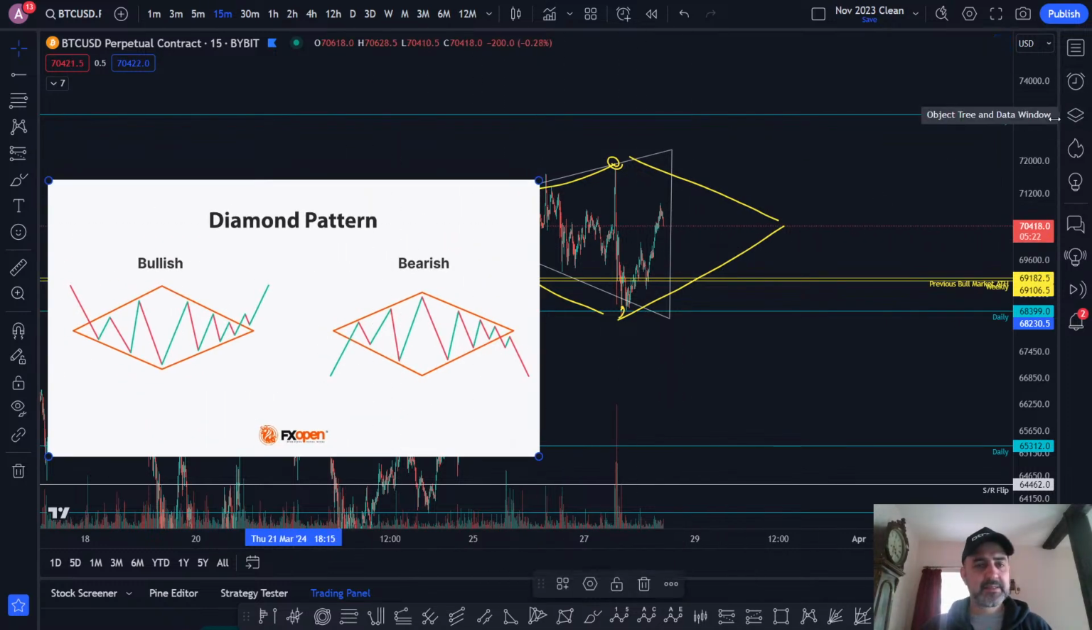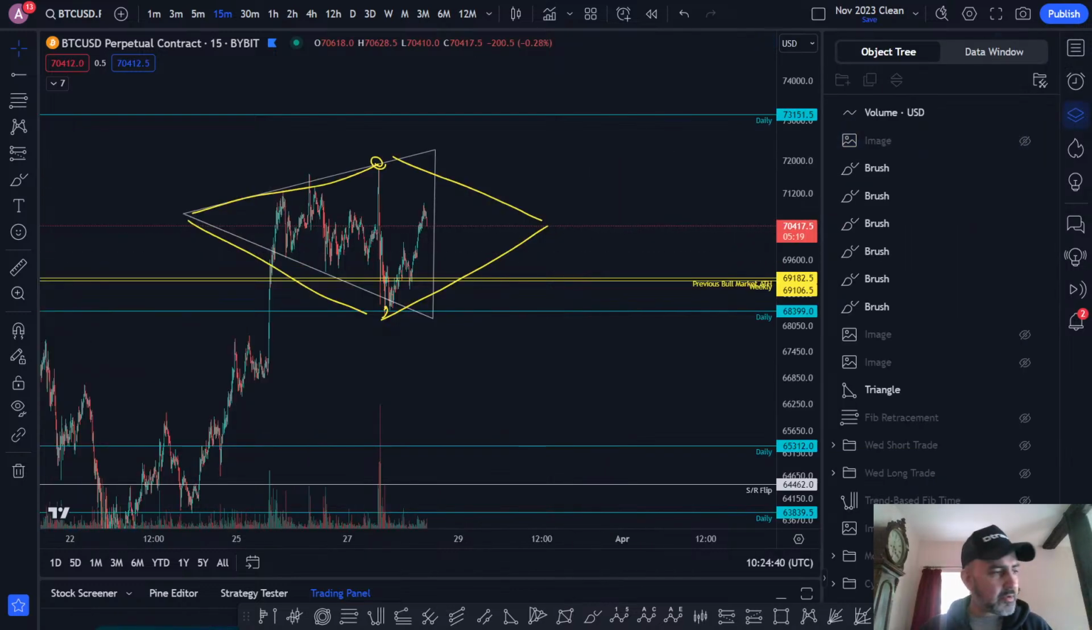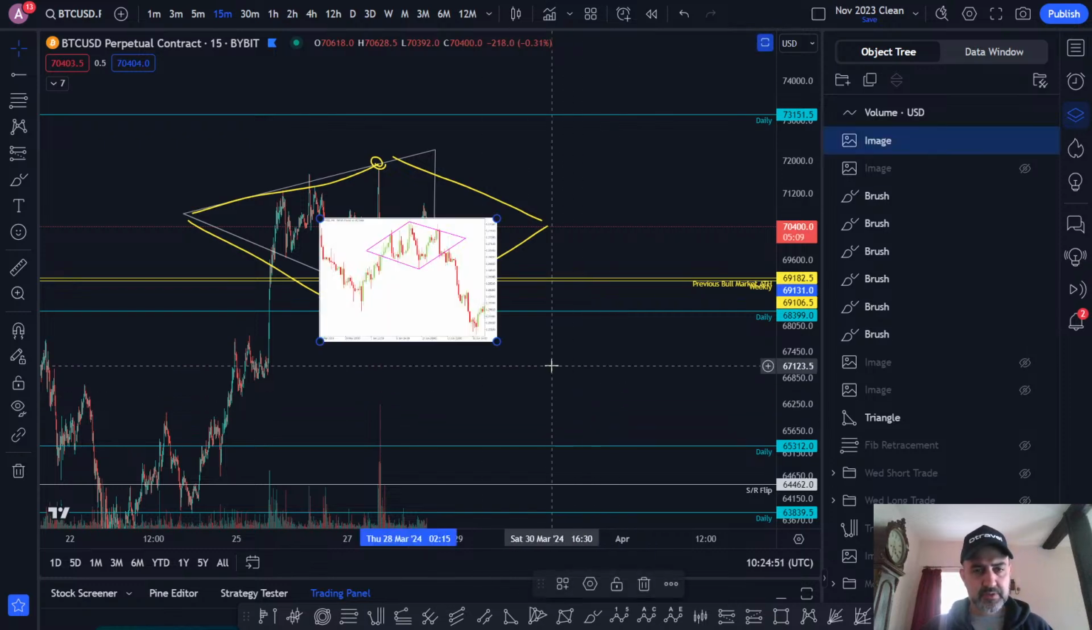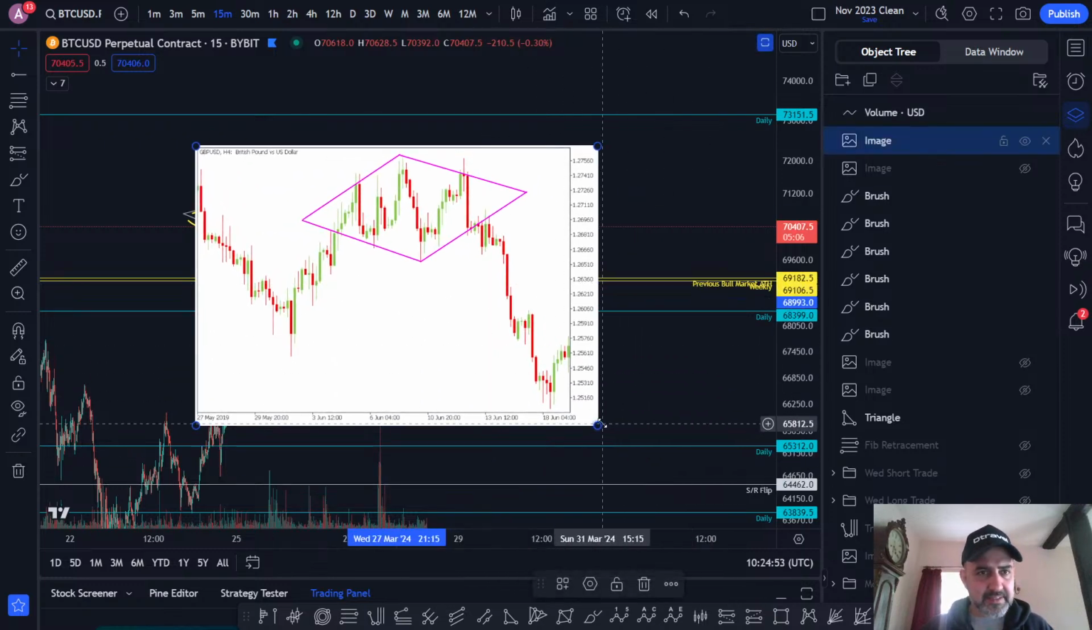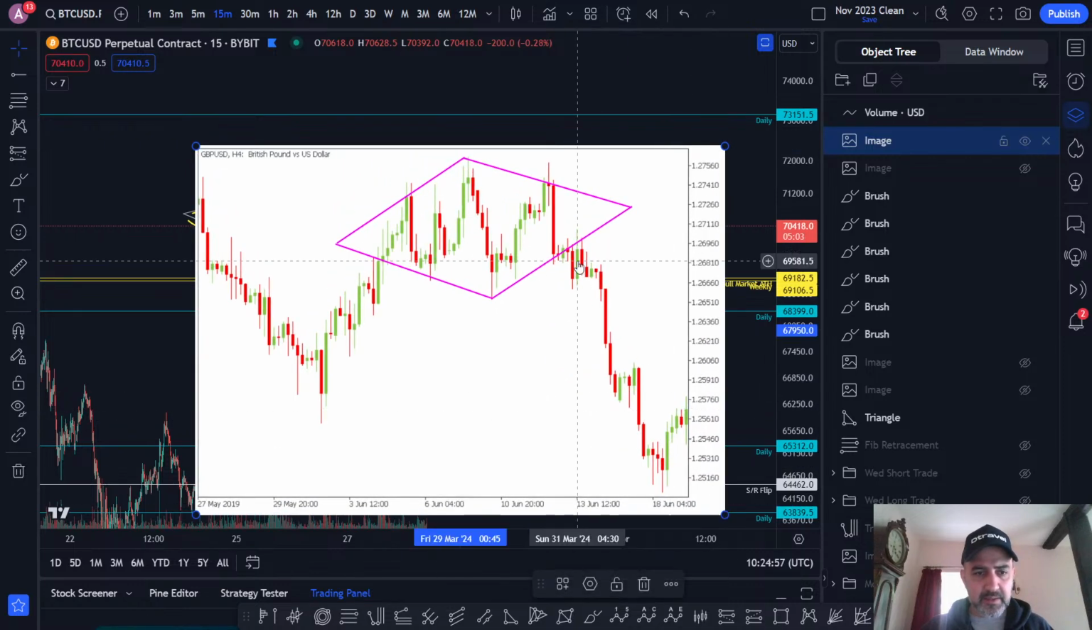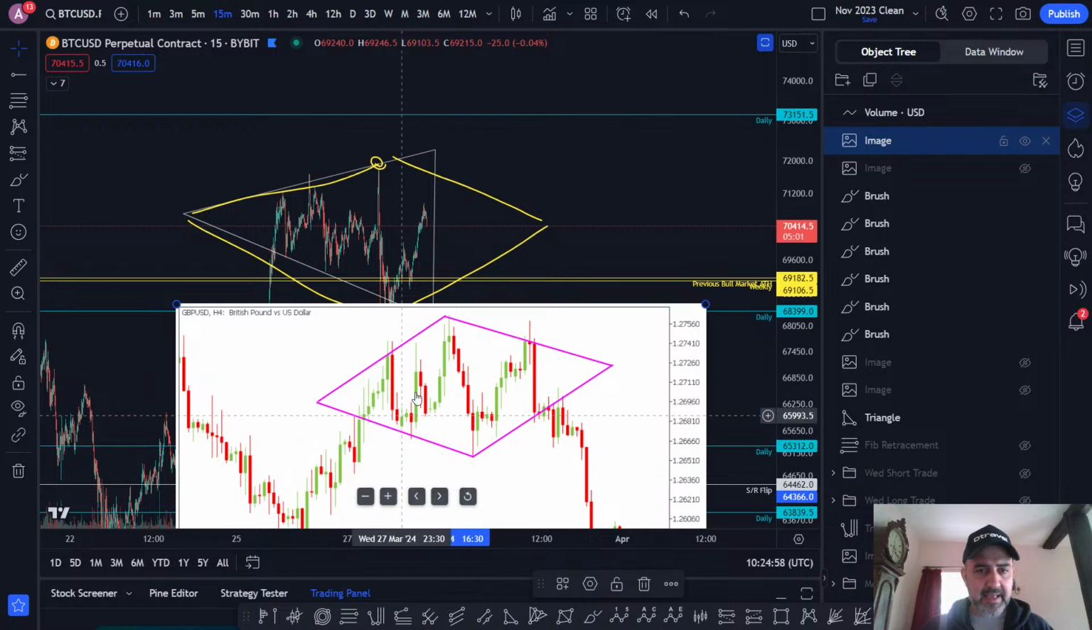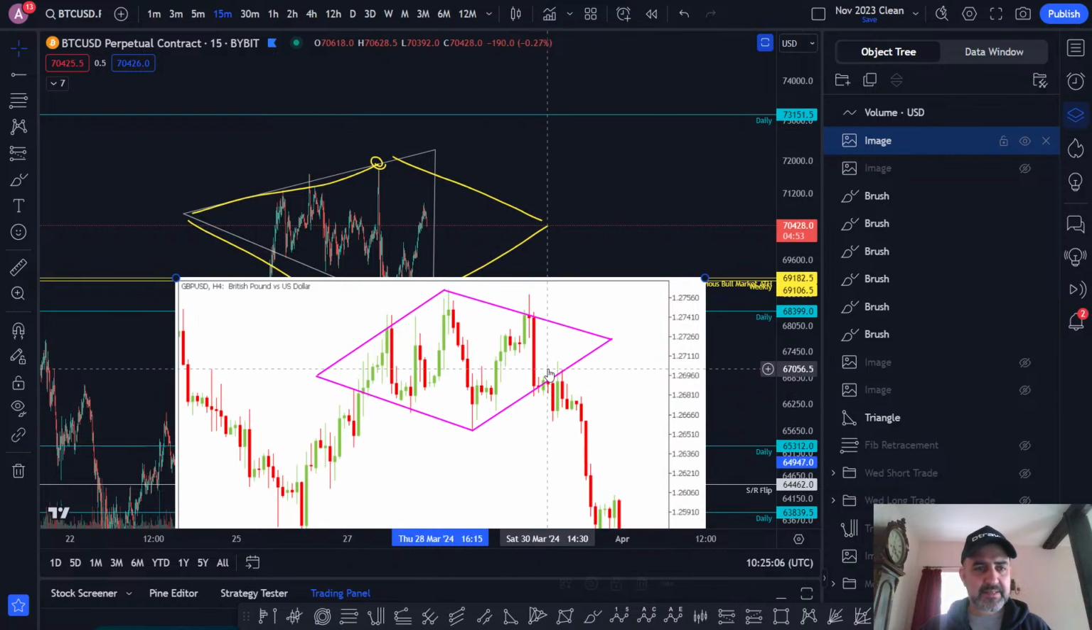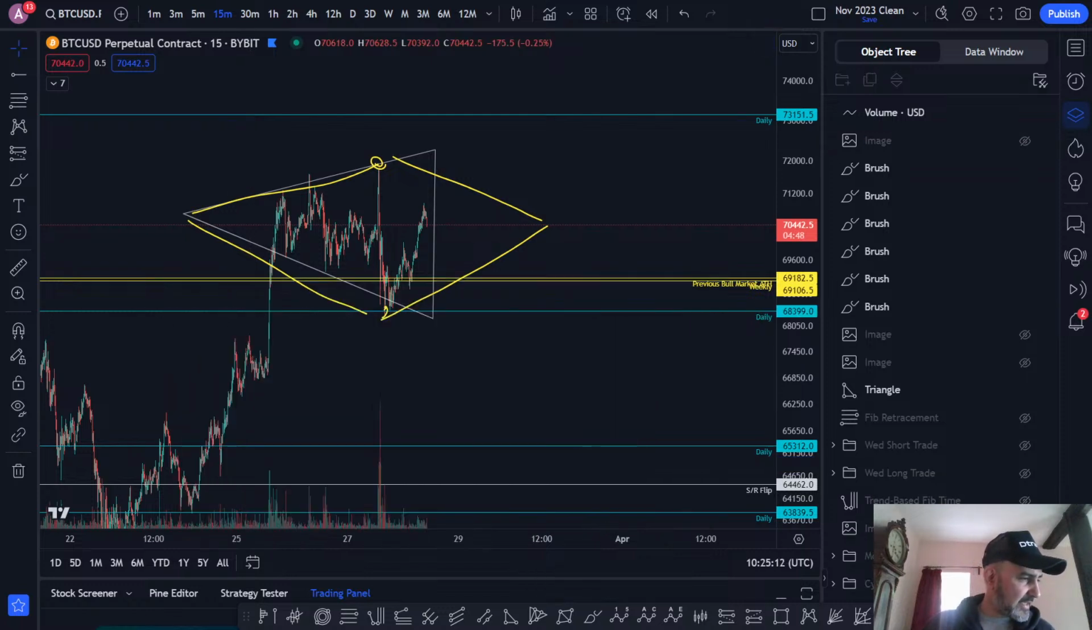So that's a diamond pattern, and let me show you what it could look like in real life price action, just so that you understand. Something like that. This is on GBP USD, but you see you're basically making higher lows, higher highs, lower lows. This isn't great because this is a higher time frame, so we're not looking at a higher time frame. Like I said, what I can find online isn't great.